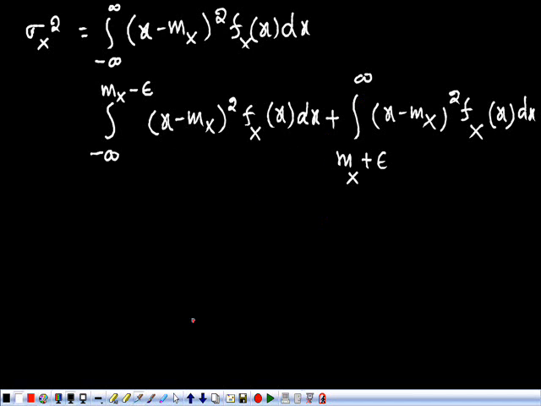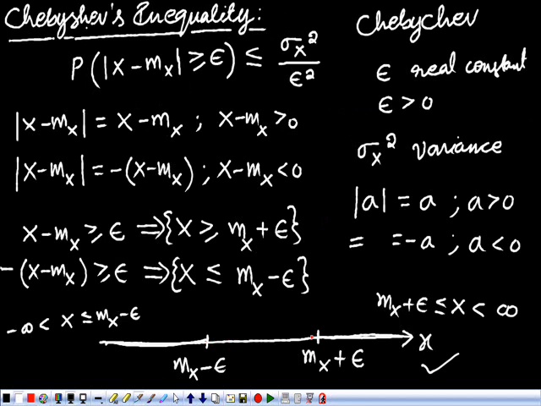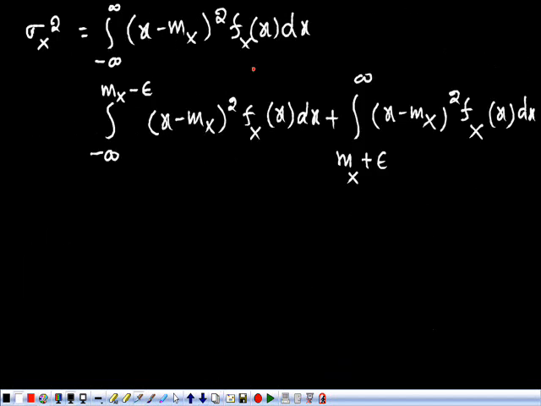So here in the second case we are not including the range mx minus epsilon to mx plus epsilon, so this range is not included. As this range is not included, definitely this value is greater than or equivalent to this value. Is it? See, this is evaluated from minus infinity to plus infinity, but this is evaluated from minus infinity to mx minus epsilon, and mx plus epsilon to plus infinity. Here we are not including the interval mx minus epsilon to mx plus epsilon.